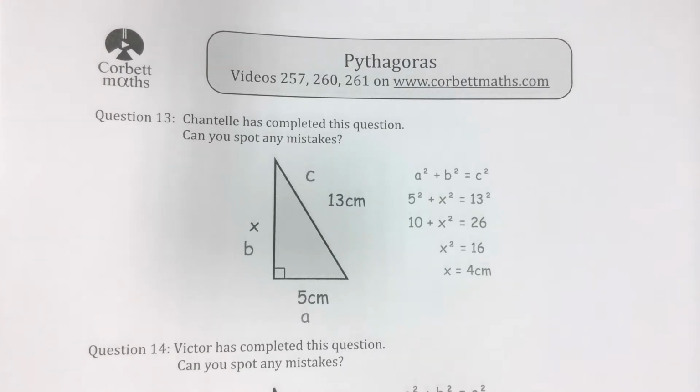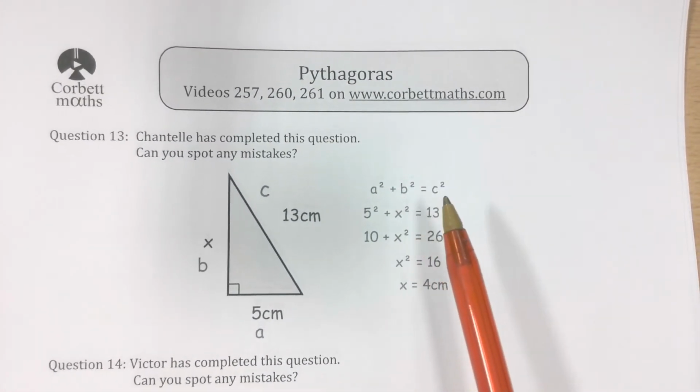And today I've got a couple of questions on Pythagoras, but in a bit of a strange order. Instead of just working straight from Pythagoras' Theorem to work out some side lengths, I've been given some work that somebody else has done and asked to figure out if there are any mistakes here. Okay, so let's jump straight into this one.